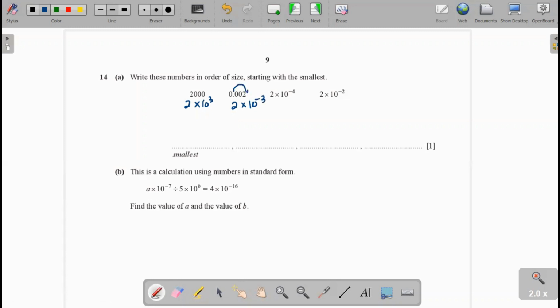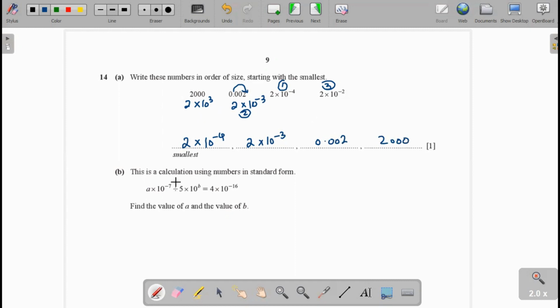When you place the decimal here, this value becomes 2 multiply 10 power minus 3, and we see that the first value is the smallest, second is this, and third value is 2 multiply 10 power minus 2, and this is the fourth value. We write the first value 2 multiply 10 power minus 4, second is 2 multiply 10 power minus 3, third is 0.002, and fourth value is 2000.